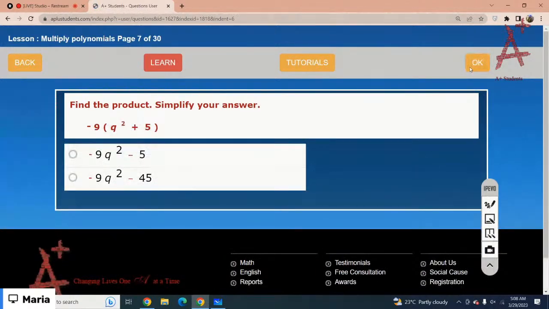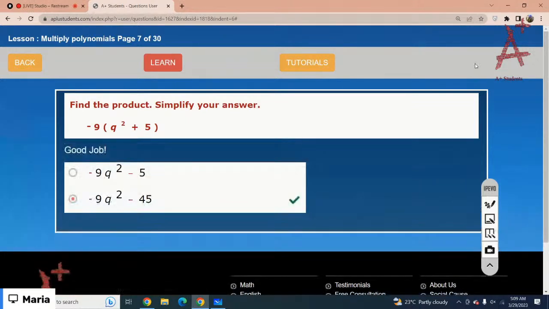Okay, find a product, simplify your answer. Got it? So it would be negative 9q square and 9 times 5, so it would be negative 9q square and negative 5, 9 times 5 is 45. That would be negative 9q square minus 45. Okay, that would be the second option. That is negative 9 cube q square minus 45 is the correct option. Got it?